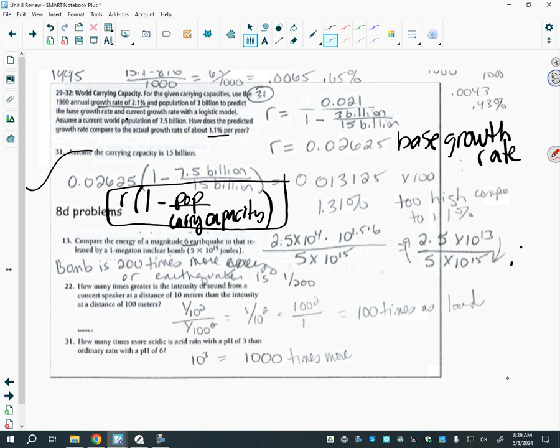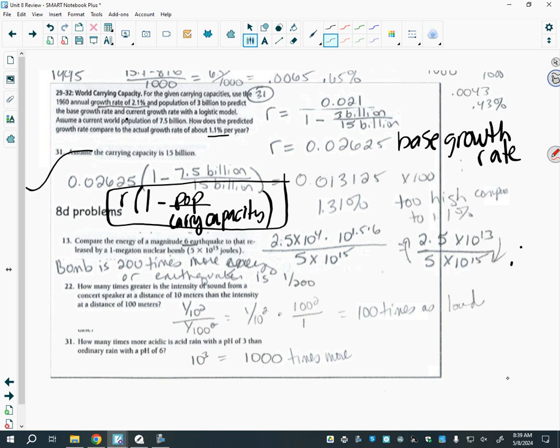So if you have a distance of 10 meters and a distance of 100 meters, you can just divide those, 1 over 10 squared compared to 1 over 100 squared. And that means it's 100 times as loud if you go from 10 meters to 100 meters.